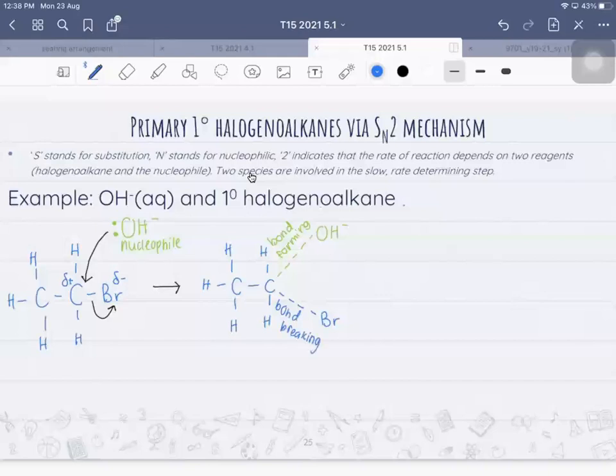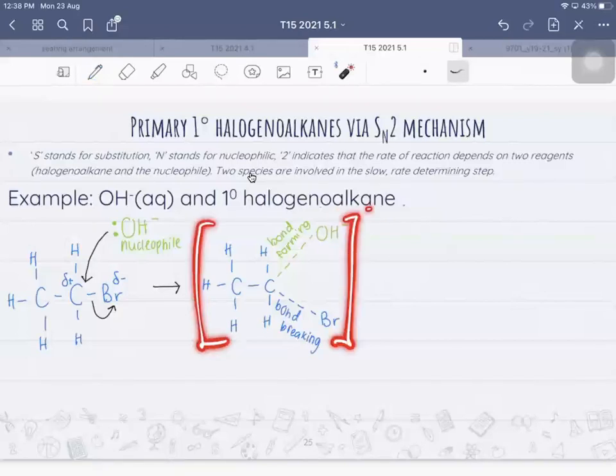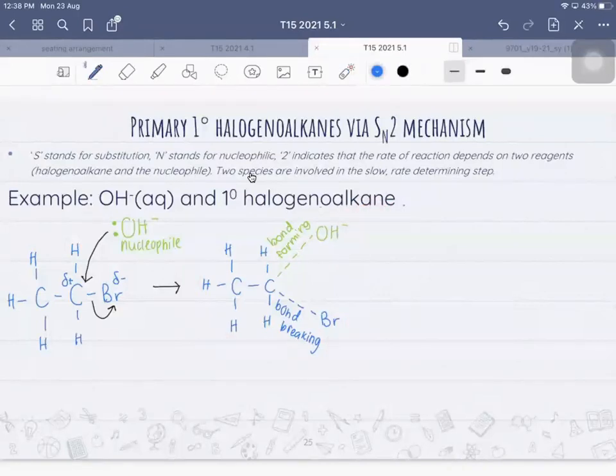Okay, don't forget the negative charge of the hydroxide ion. Some drawings, you will see that they write the negative charge outside. It doesn't matter. Okay, so transition state is usually drawn in a square bracket. And that symbol is showing you that it is a transition state symbol. What a transition state means is something that is temporary, intermediate.